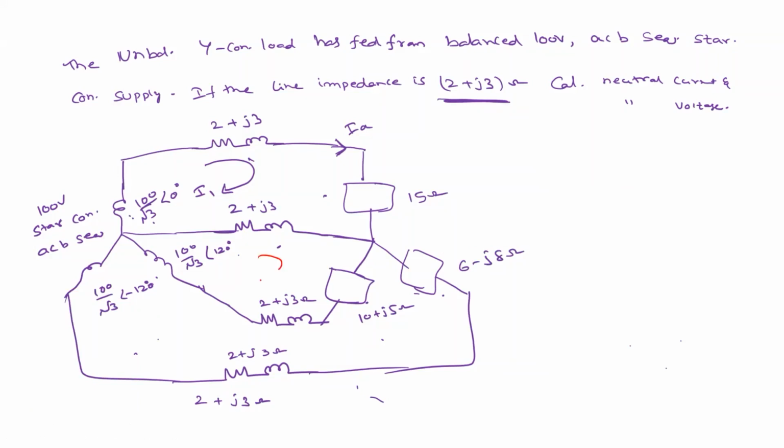Okay. Now this current is I2 and this current is I3. So now you can solve for I1, I2 and I3. Simple.